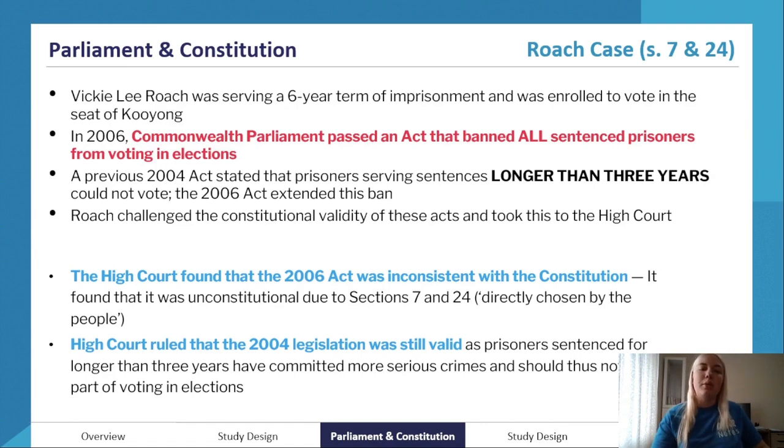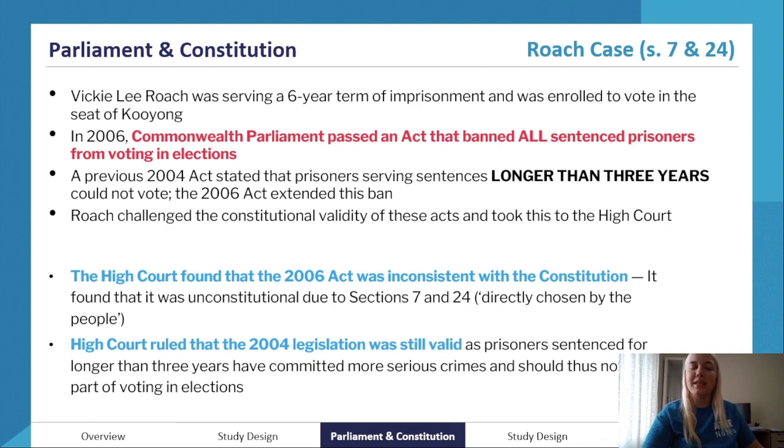So their decision was to abolish the 2006 Act and declare it ultra vires, beyond the scope of the powers of Parliament. However, they said that the 2004 legislation banning prisoners from voting if they were serving longer than 3 years could remain in operation, because prisoners serving more than 3 years have committed more serious crimes and thus should not be a part of voting in elections. So Roche obviously was able to achieve a great thing and empower other prisoners, but Roche was still unable to vote because Roche was serving a 6-year imprisonment term.